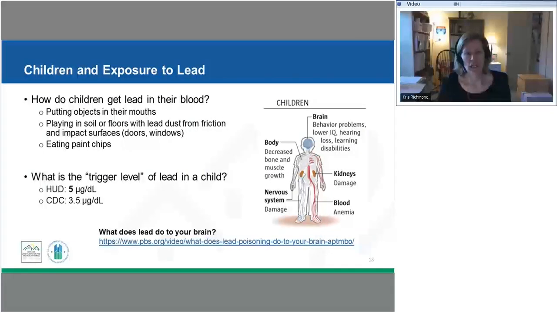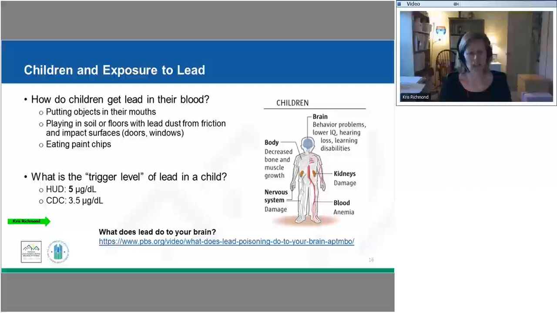So right now, HUD is using the confirmed blood lead level of 5 micrograms per deciliter, while the CDC recently lowered their reference value to 3.5 micrograms per deciliter. And so HUD is going to continue to take action for confirmed blood lead levels at 5 micrograms per deciliter at this time. But that could change, so you want to watch to see if there's any updates. But they're watching that. CDC did lower theirs, but HUD is keeping theirs at 5 right now.